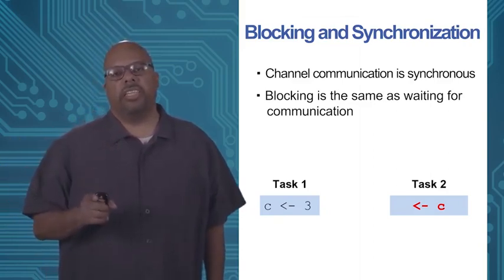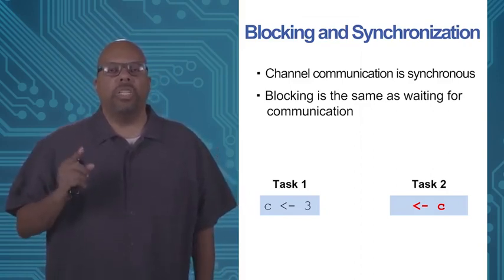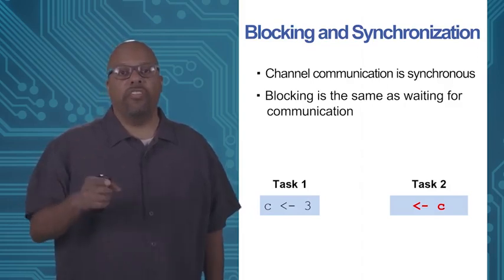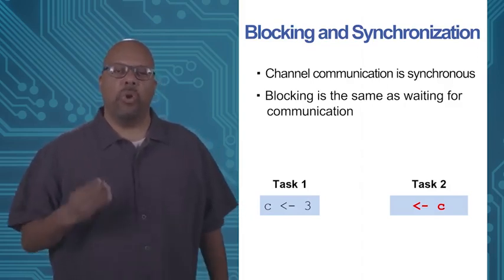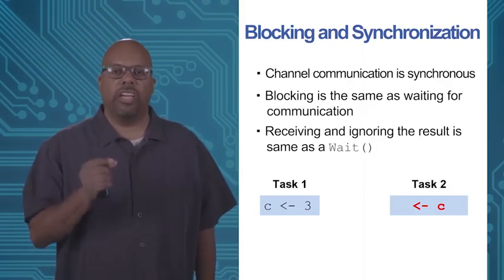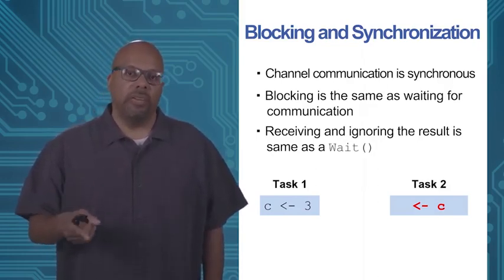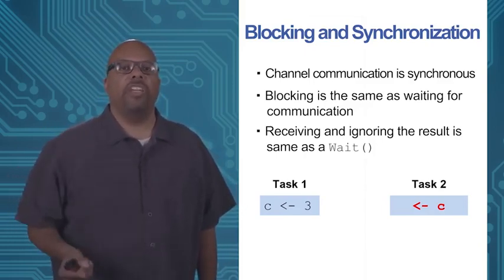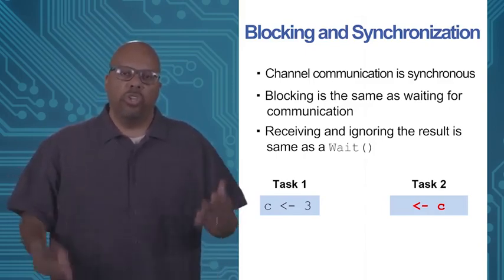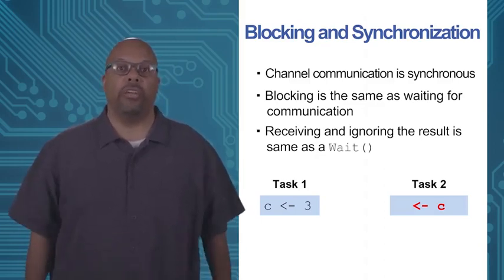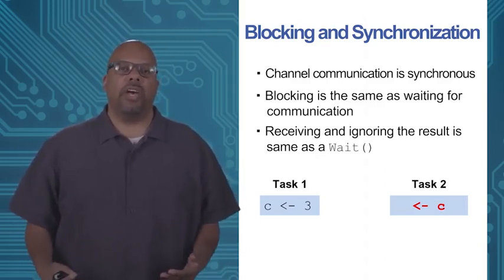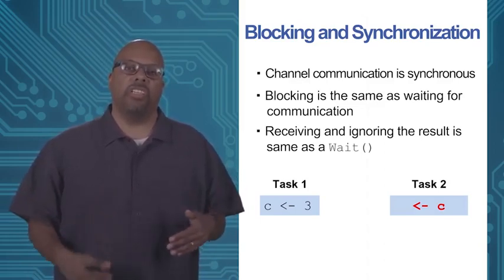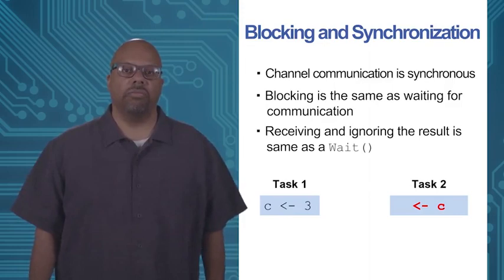So in a situation like this, since you're wasting the data, all you're really doing is synchronizing the two tasks. Task 2 has to wait for task 1 to do the send. So this is like a wait with the wait group. This is another way to implement a wait. Because task 2, even though it's throwing away the data that it receives, still has to wait for task 1 to do the send. So you're waiting for an event just like you would do with a wait group. So synchronization is built into the channel communication constructs.